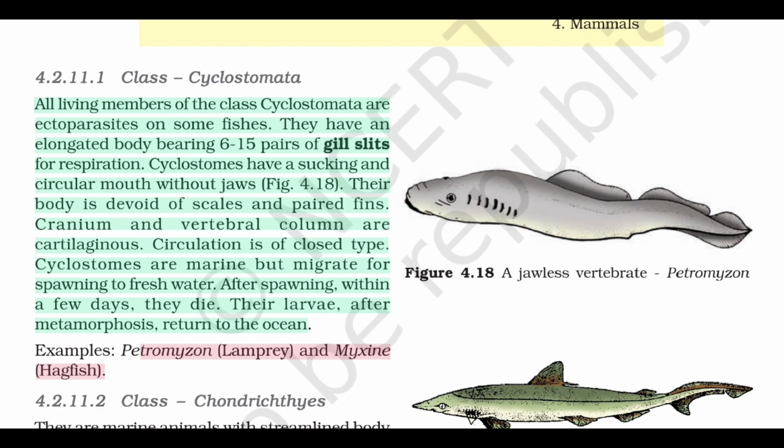Circulation is of closed type. Cyclostomes are marine but migrate for spawning to fresh water. After spawning, within a few days, they die. Their larvae, after metamorphosis, return to the ocean. Examples: Petromyzon, lamprey, and Myxine, hagfish.